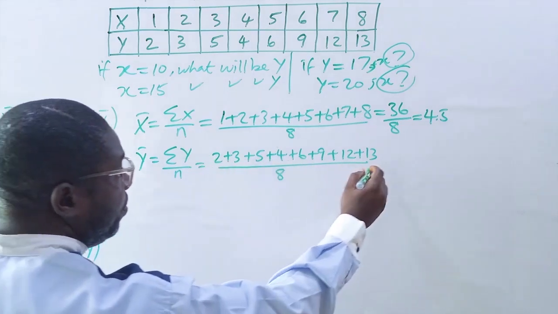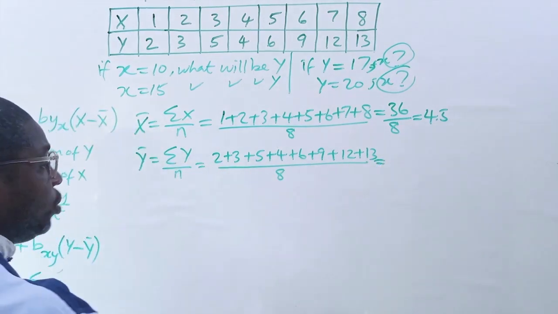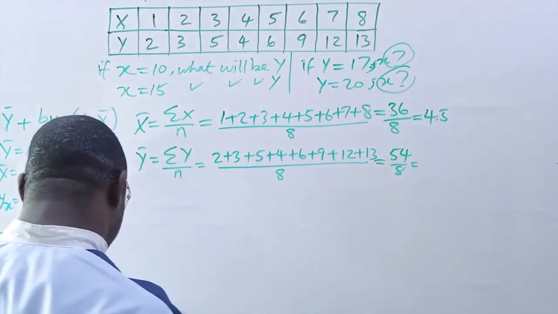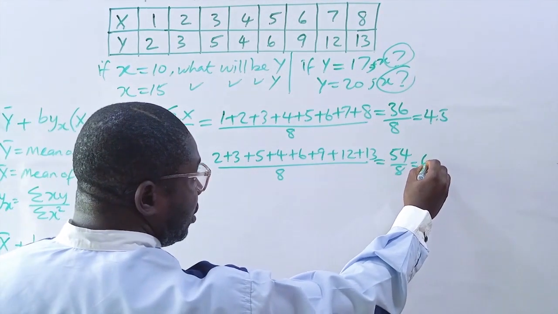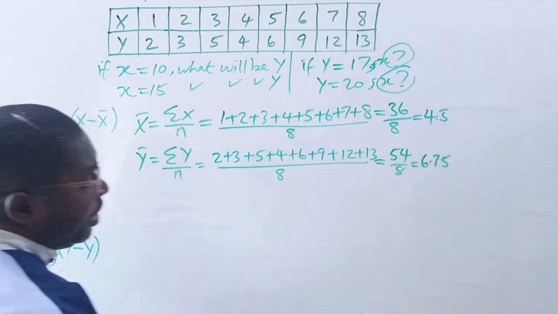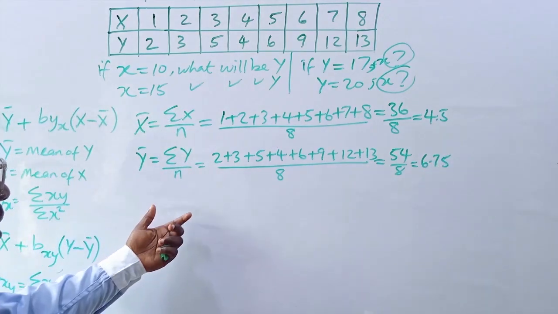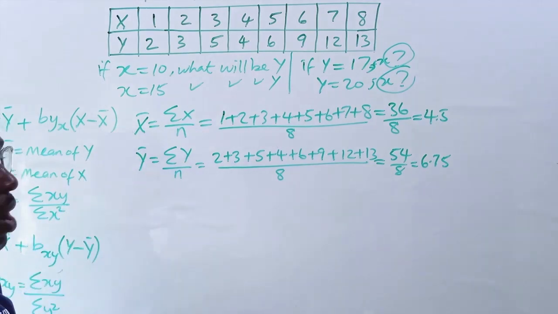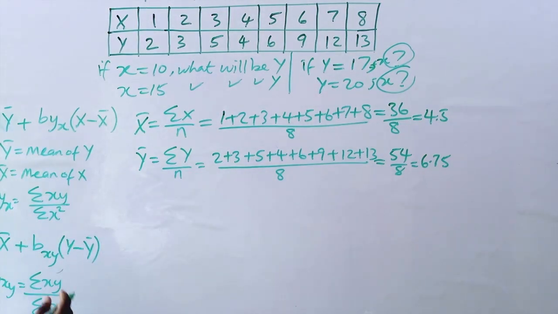When you add this up, what you should have should be 54.8. So our answer there is 6.75. So we now have the values for x bar and y bar. What are we going to do with x bar and y bar in relation to this? We want to now draw a table where we'll find what we need to use to determine our regression equation.